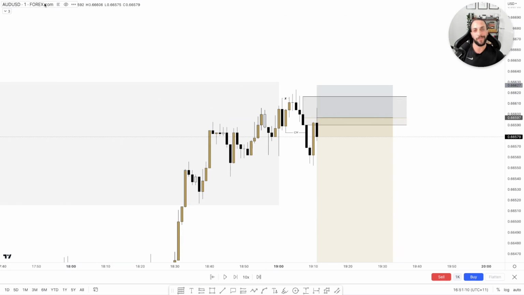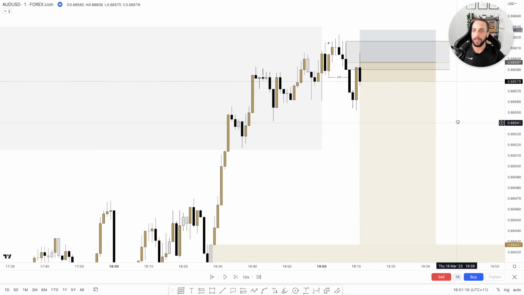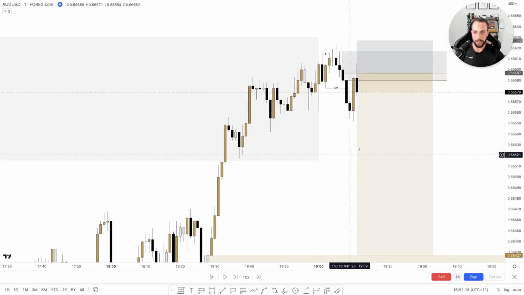It'd be really good if you did have one of the brokers that has a direct feed to TradingView. That will make life a lot simpler, but FTMO currently doesn't. So that would be the first one there, and you'd be targeting the low.